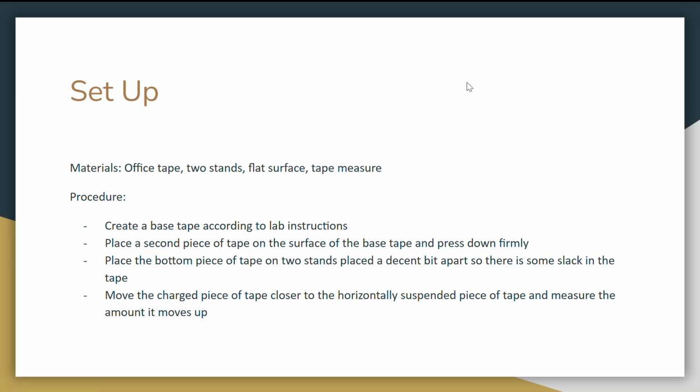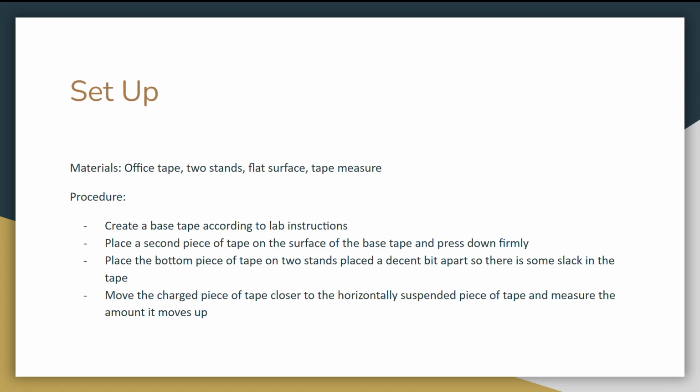Taking a look at the setup, all you need to complete this is office tape, two stands, a flat surface, and a tape measure. So basically the way to do this and transfer the charges in the first place is to create a base tape, and this is simply done by taking a piece of the office tape, laying it down flat on what we used was our physics table, pressing it down with our hands, and having a place where you can rip it off.